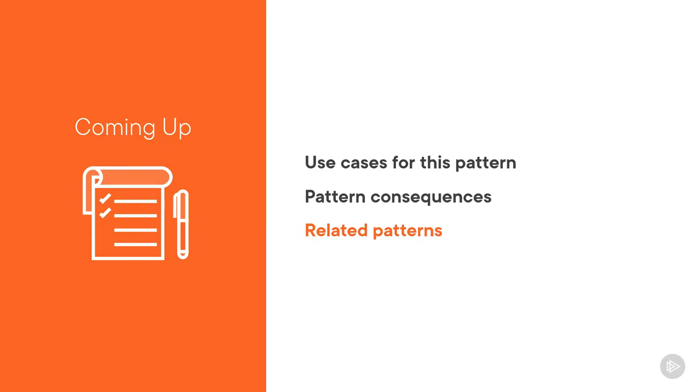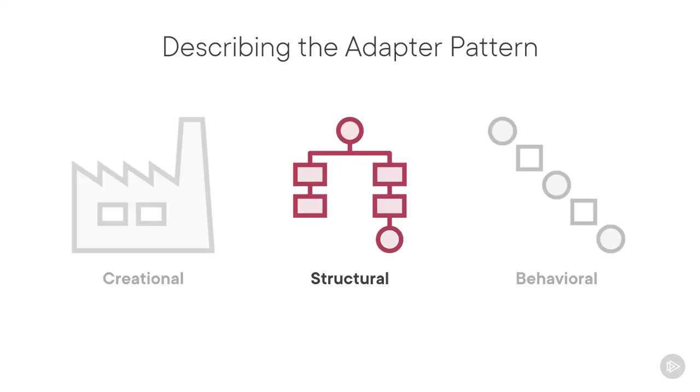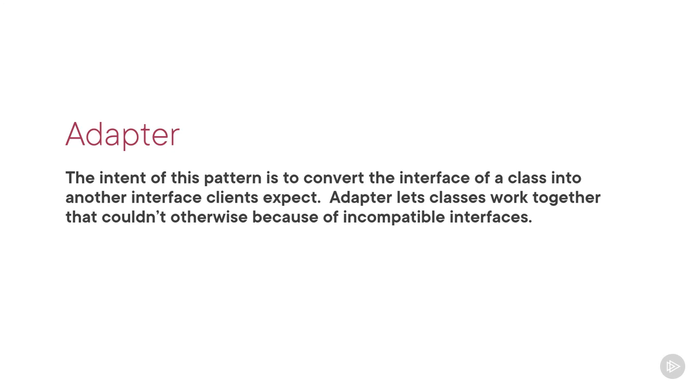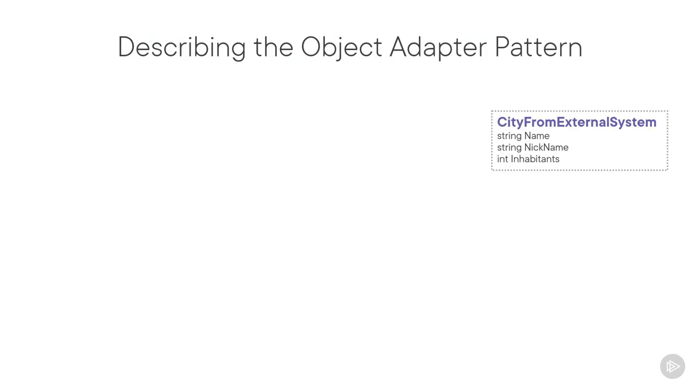Let's dive in with describing the object adapter pattern. The adapter pattern is a commonly used structural pattern from the well-known Gang of Four design patterns. Its intent is to convert the interface of a class into another interface the client expects. So, the adapter pattern lets classes work together that couldn't otherwise because of incompatible interfaces. There are two variations of this pattern, the first one being the object adapter pattern. So we'll cover that one first.